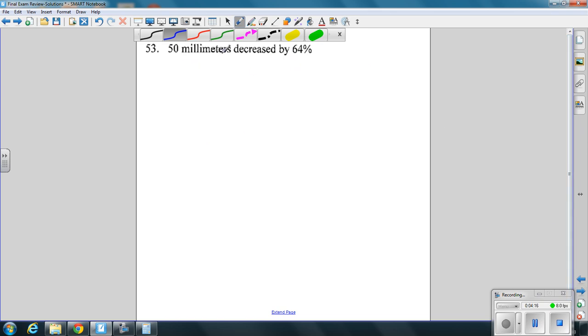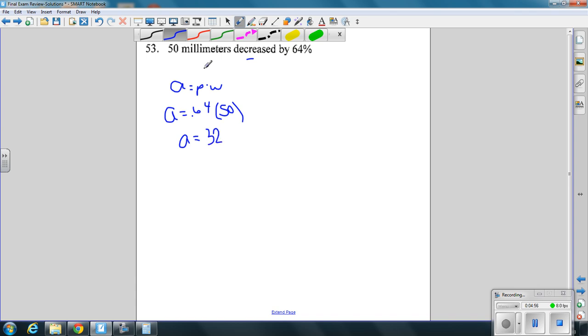53, we have 53 millimeters decreased by 64%. I don't know what 64% of 50 is, but we can find it. A equals P times W. Okay, so A equals 0.64 or 64 hundredths times the whole, times 50. So take 0.64, multiply that by 50, and we get an answer of A, or part, equals 32.